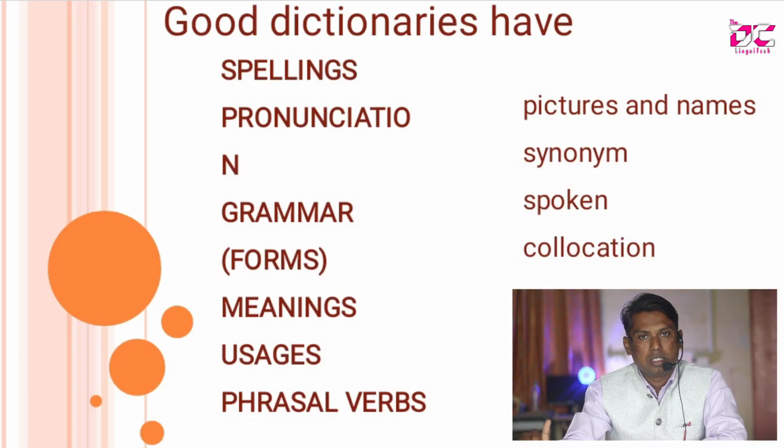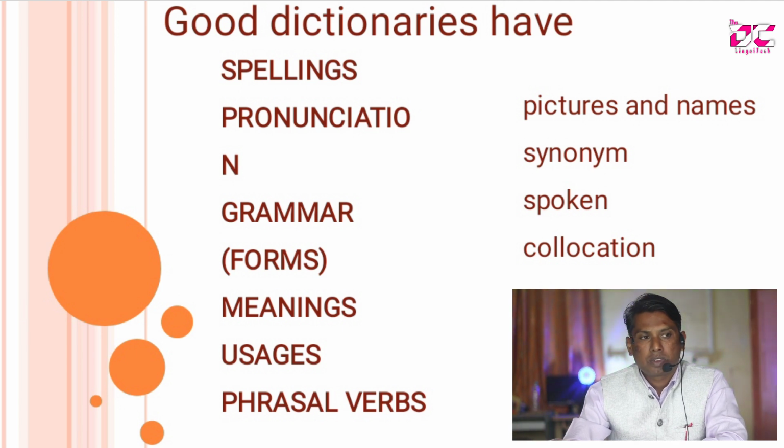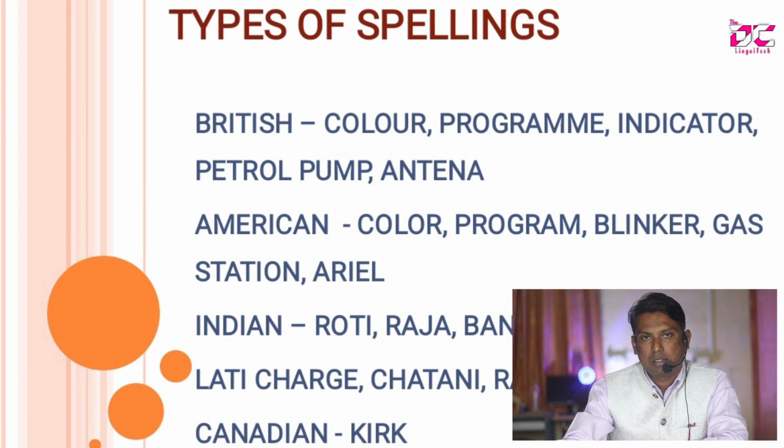What to see in the dictionaries? Normally, good dictionaries contain the following points which I am going to share in the PPT: spellings, pronunciations, grammar, meanings, usages, phrasal verbs, pictures, names, synonyms, spoken forms, collocations, and acronyms. So let's see all these aspects one by one. I'll move on to the next one, the spellings.